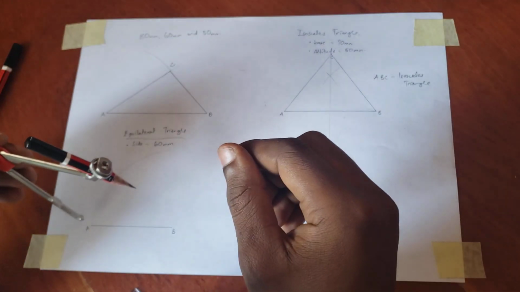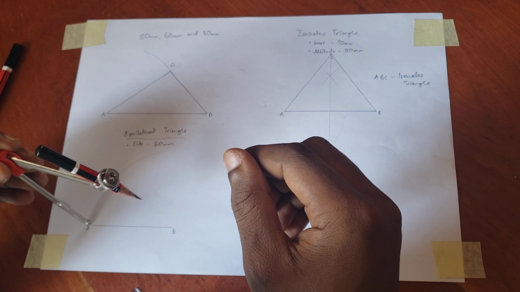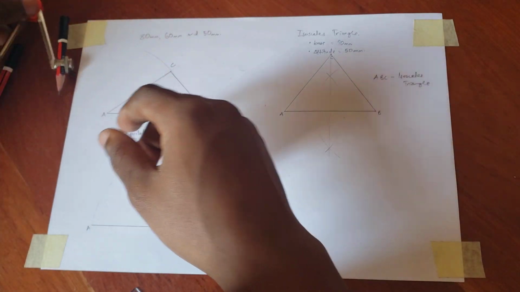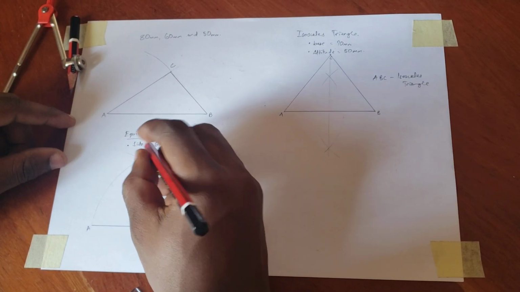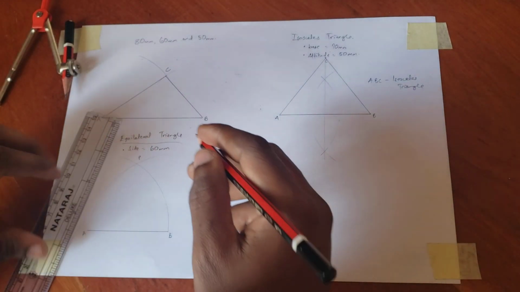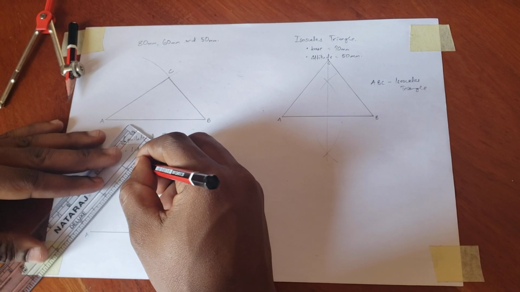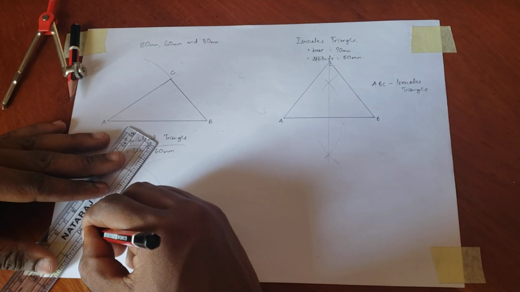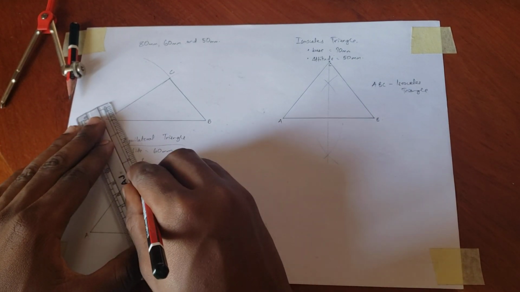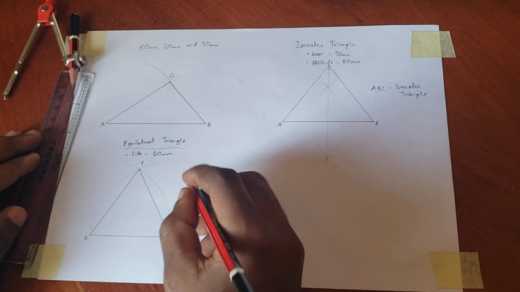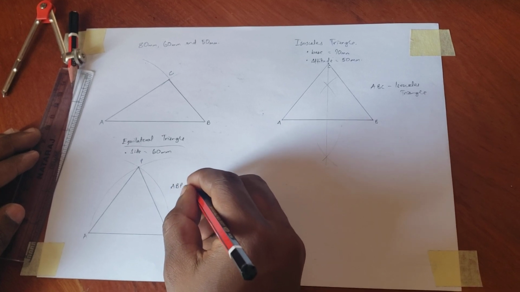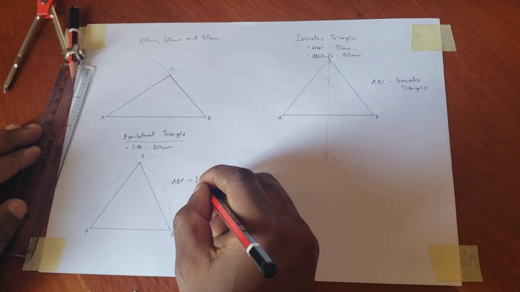Then we shift the compass to the other point. Okay, now from the point of intersection, we may name it as point P. Okay, now from P, we join the line to A. From P to B. Okay, and triangle ABP is the equilateral triangle.